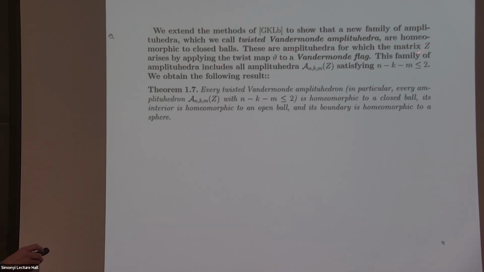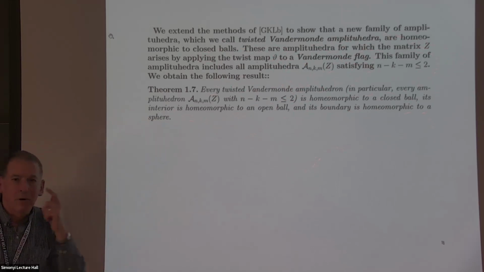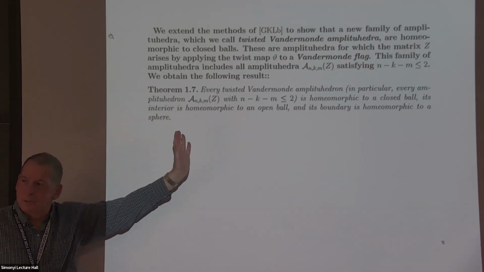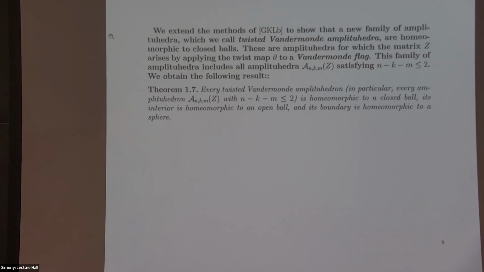You take the amplituhedron for which the matrix Z arises by applying the twist map to the so-called Vandermonde flag, which comes from the Vandermonde matrix. And this includes this set of amplituhedra here satisfying these conditions. And you can show that every twisted Vandermonde amplituhedron is homeomorphic to a closed ball, its interior is homeomorphic to an open ball, and its boundary is homeomorphic to a sphere. So using this bunch of geometric techniques, we were able to come up with a new class of amplituhedra that we know is homeomorphic to a closed ball.